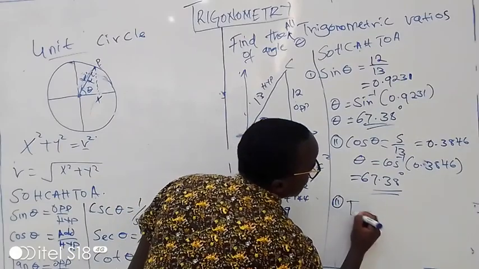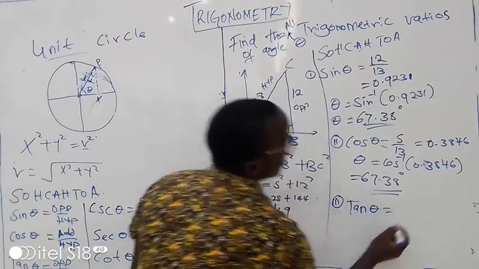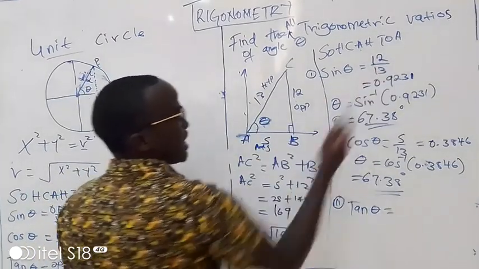For number 3, tan theta is equal to opposite over adjacent.